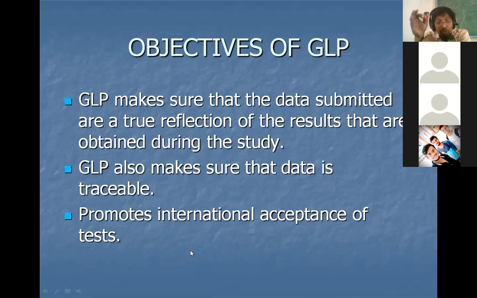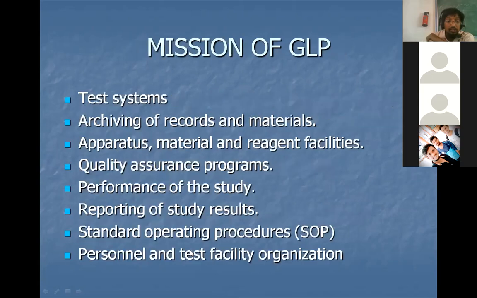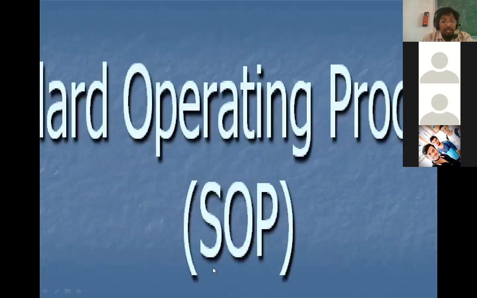And GLP also makes sure that the data is traceable back, and it also promotes international acceptance of the test. So what are the missions of GLP? Test systems, archiving of records and material, apparatus, material and reagent facilities, then quality assurance program, performance of the study, reporting of the study results, standard operating procedures, and personnel and test facility organization. So these are missions of GLP, right?